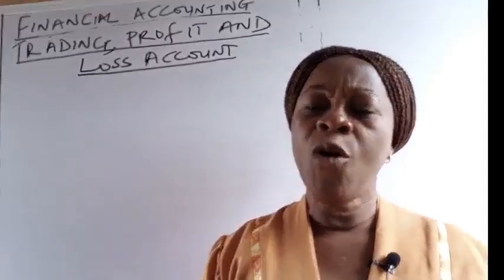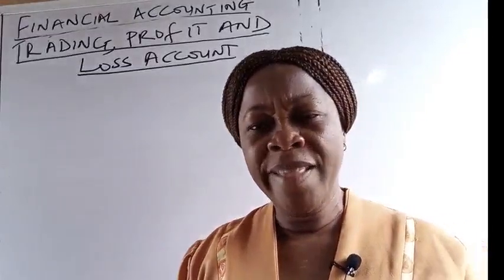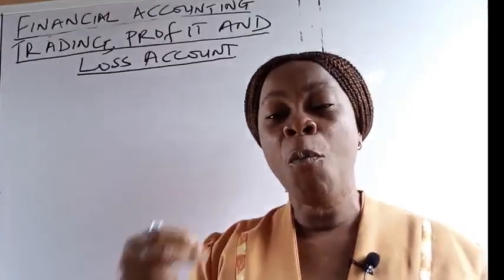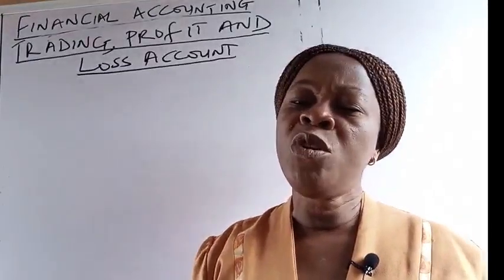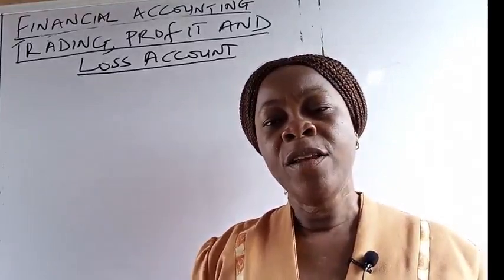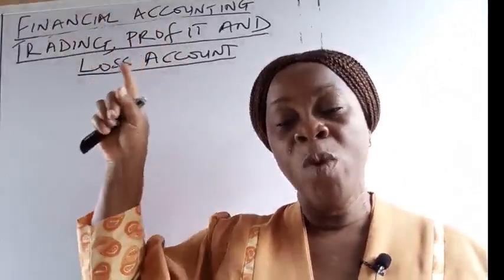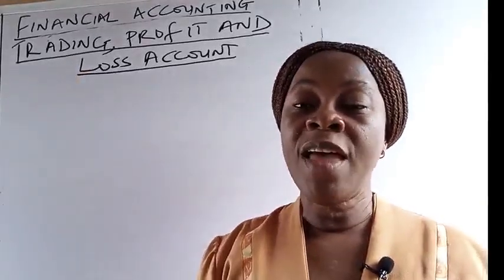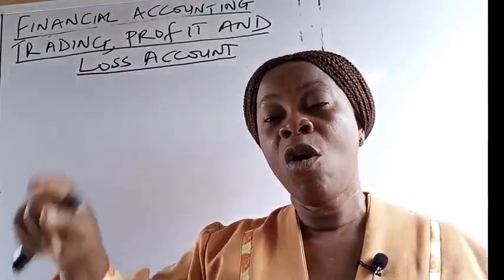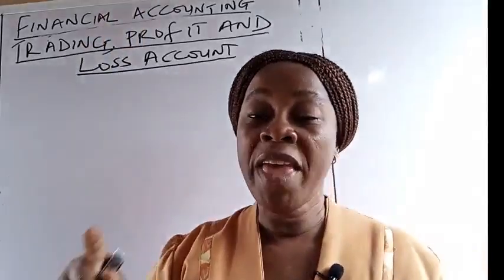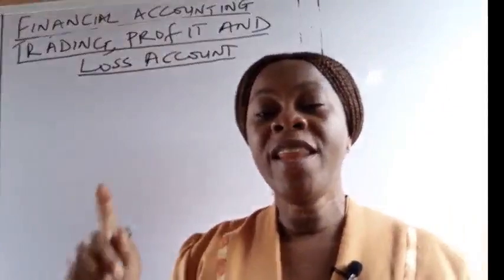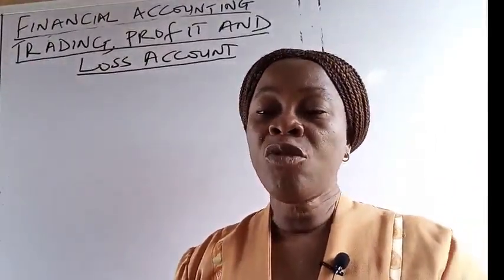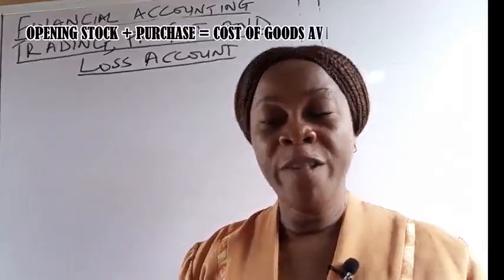But peradventure, the owner of the business withdraws goods from the business for personal usage, such goods will not be available for sale. So drawings, goods withdrawn by the owner for personal usage, will be deducted from the purchases to get the net purchases. So the next thing is to add the opening stock to purchases to get the cost of goods available for sale.